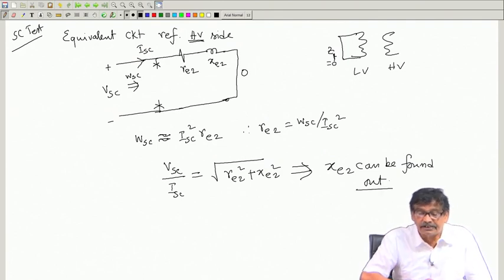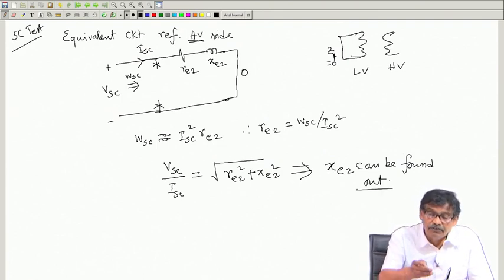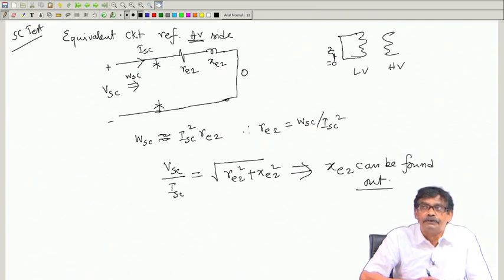So, from the short circuit test, the values of RE2 and XE2 can be found out. I will continue with this in the next class. Thank you.